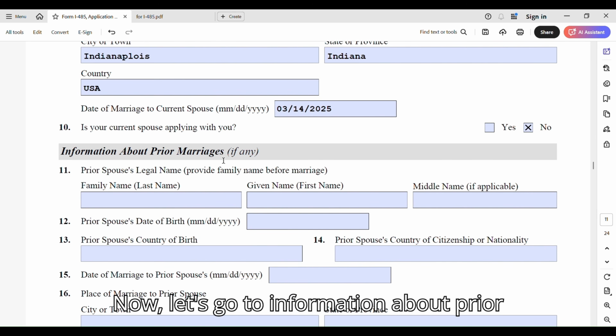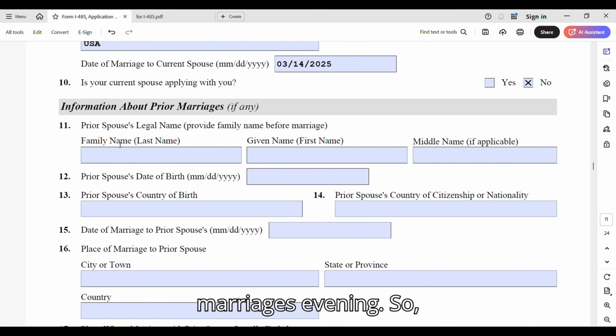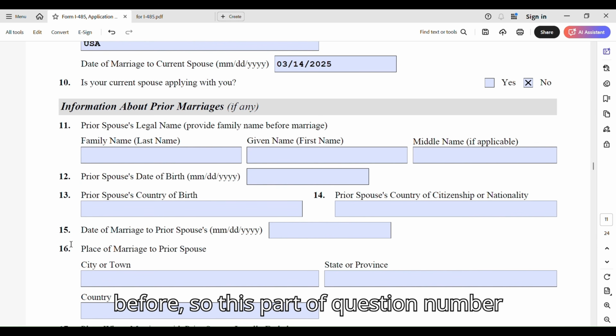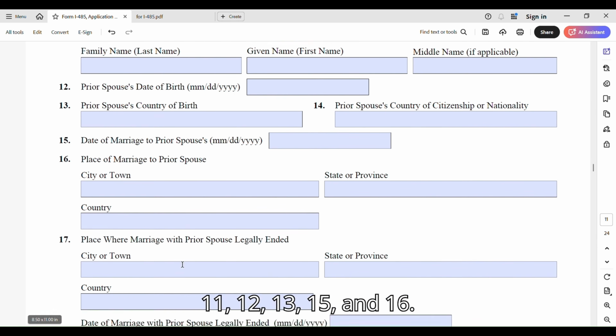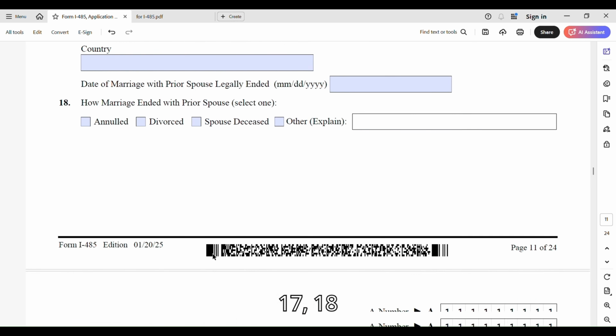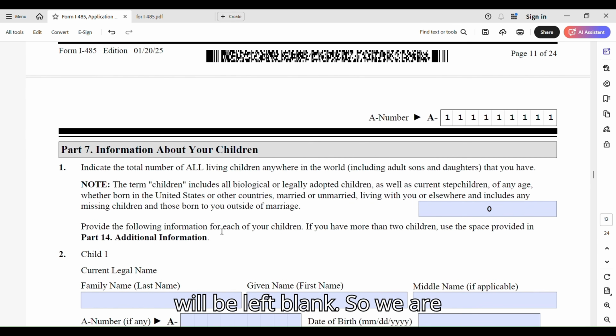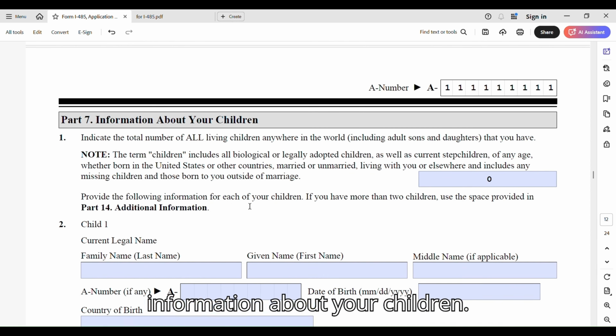Now, let's go to information about prior marriages, if any. So, this is done. She has never been married before, so this part, questions number 11, 12, 13, 15, 16, 17, and 18, will be left blank. So, we are going to go straight to part 7, information about your children.